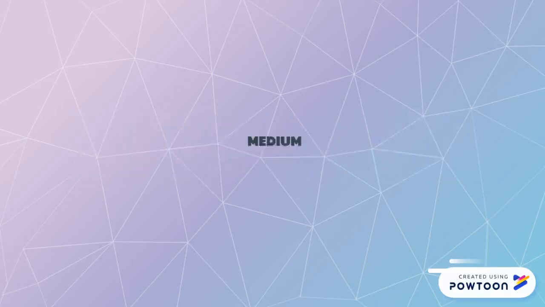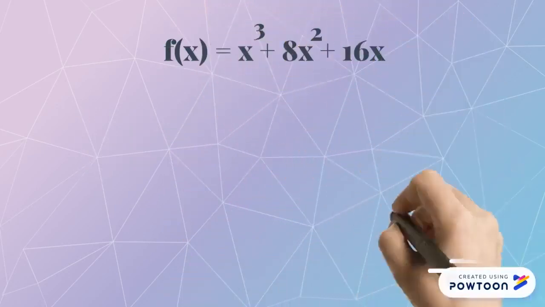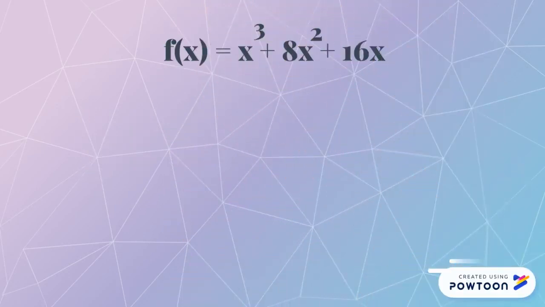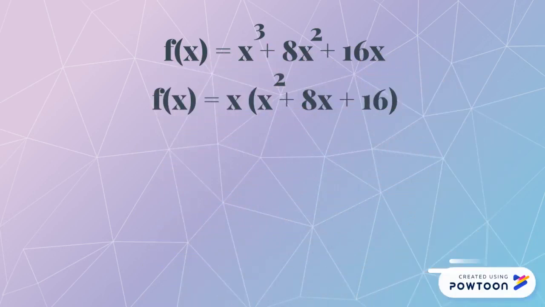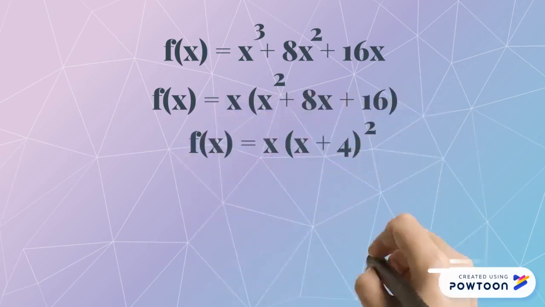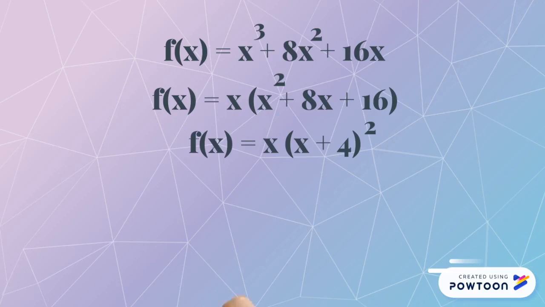The example is f(x) = x³ + 8x² + 16x. We can factor it by knowing what's common to them, and it is the x variable. Therefore, it will be f(x) = x(x² + 8x + 16). Since a trinomial came, it will be f(x) = x(x + 4)². Let's change this into an equation form, and it will be x(x + 4)² = 0.